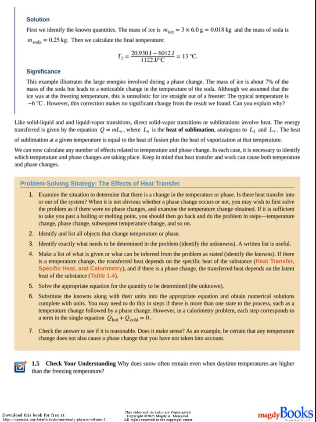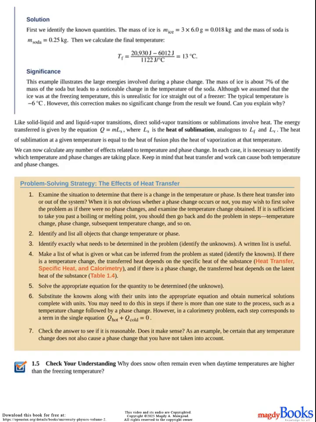2. Identify and list all objects that change temperature or phase. 3. Identify exactly what needs to be determined in the problem. Identify the unknowns. A written list is useful. 4. Make a list of what is given or what can be inferred from the problem as stated. Identify the knowns. If there is a temperature change, the transferred heat depends on the specific heat of the substance, heat transfer, specific heat, and calorimetry. And if there is a phase change, the transferred heat depends on the latent heat of the substance.